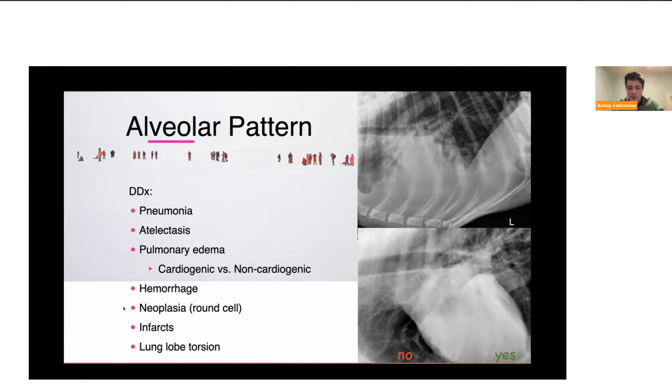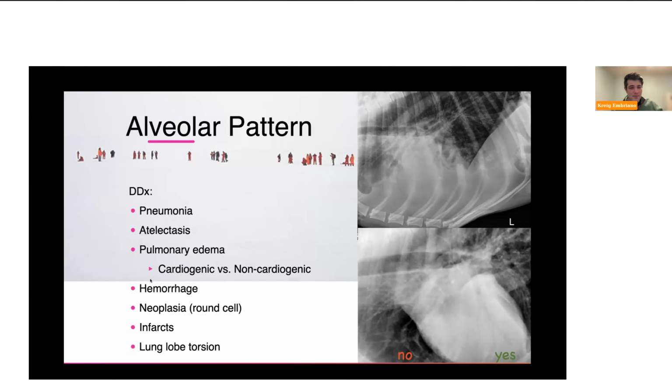Neoplasia, often round cell, will create an alveolar pattern. People forget that round cell can also do nodules and masses. So if you have a distinct nodule or mass in the lungs, that doesn't rule out round cell. It doesn't have to be a soft tissue sarcoma, MET, or carcinoma. It can be round cell as well. But round cell often will create alveolar infiltrates and unstructured interstitial infiltrates as well.